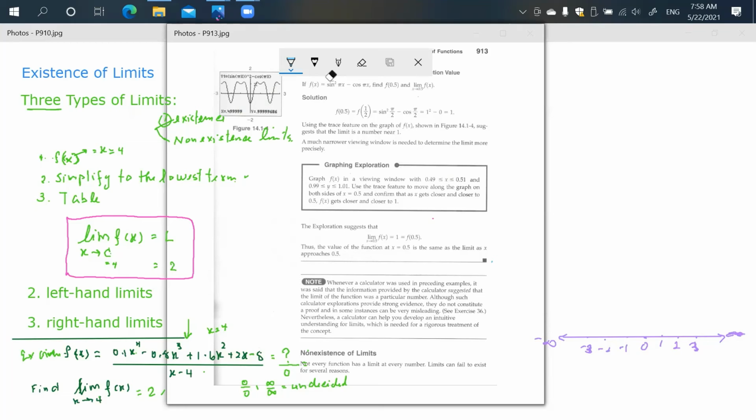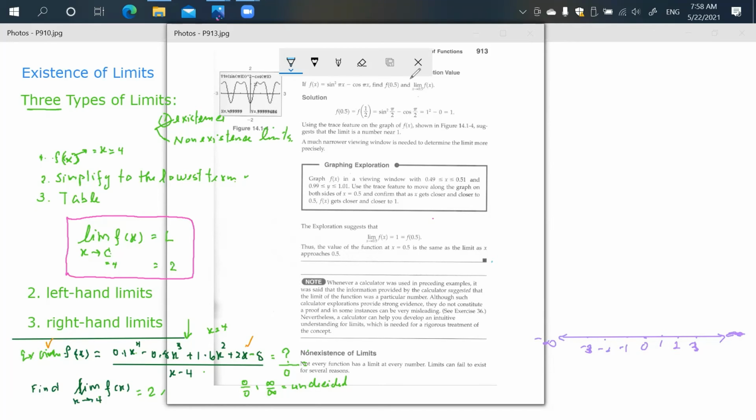See this example. If f of x equals sine of pi x squared minus cosine of pi x, find the function f of x when x equals 0.5 and the limit of f of x when x approaches 0.5. In this case, you see this one is a polynomial function, but in the trigonometry concept. It is different from the previous example, correct? That one is a rational function.